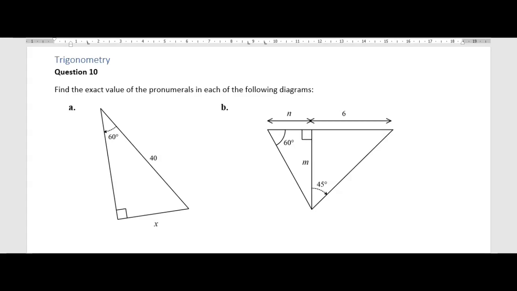Hi ladies, in this video we're going to go through the Exam 1 revision solutions for the trigonometry section of the worksheet. So there's two other videos, one for parabolas and one for probability. So this one we're going to do trigonometry.